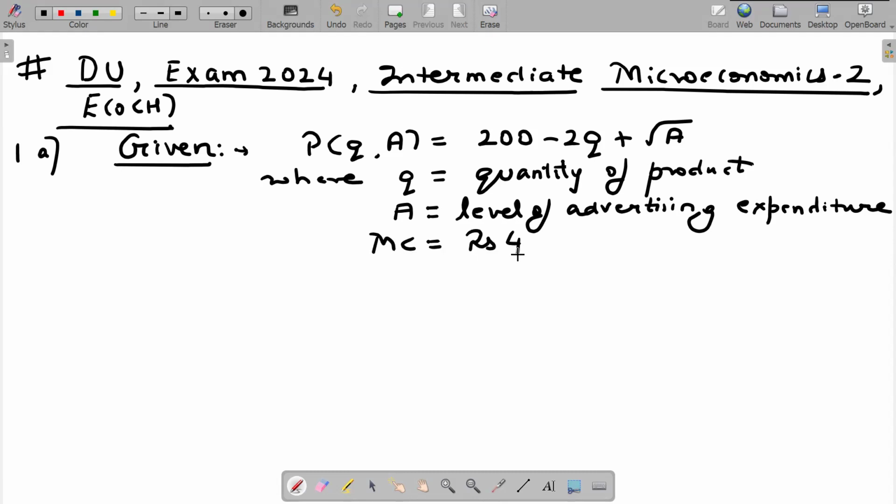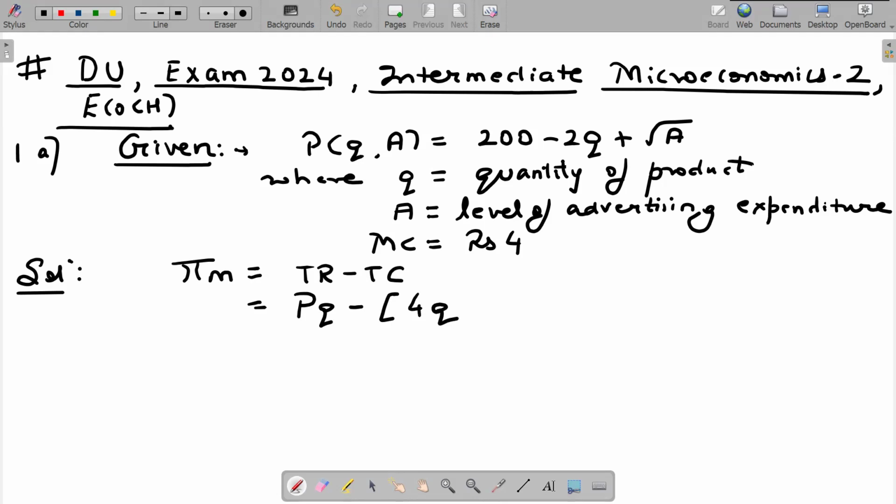So let's define the profit of the monopolist. The profit of the monopolist is total revenue minus total cost. Total revenue is price times quantity minus what's the total cost? It's the total variable cost. How do I find the total variable cost? The marginal cost times quantity. 4 rupees is the marginal cost. If I multiply it by quantity, I get the variable costs. Plus the fixed cost of the monopolist is the level of advertising expenditure.